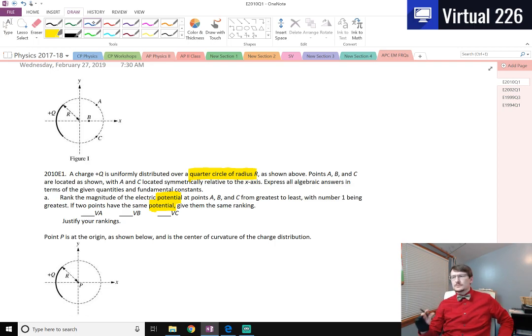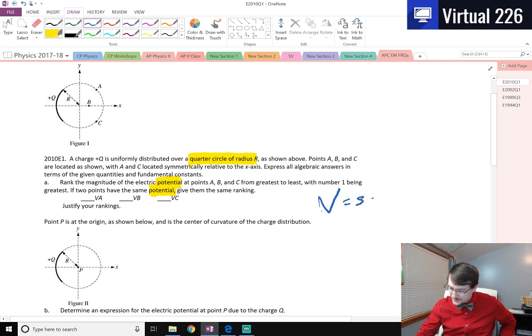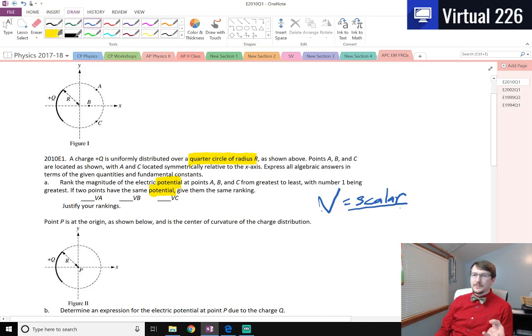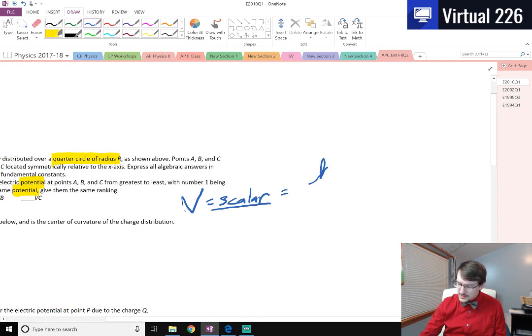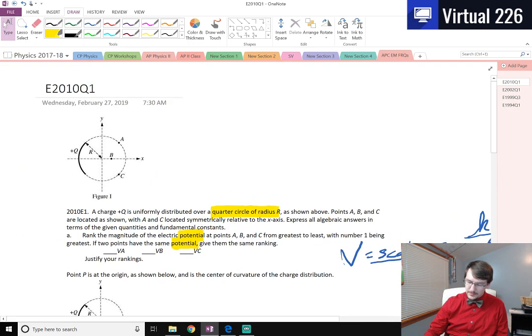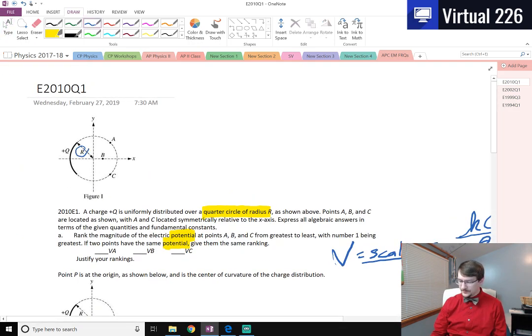So the big thing to remember is when you're looking at a potential, it is a scalar quantity. A potential, which is just V, is a scalar. And since it's a scalar, we just add them up. And we know that for an electric potential due to some charges, that's just going to be kQ over R, some distance away. In our case, that's the big R, because big R is what they gave us in this problem.